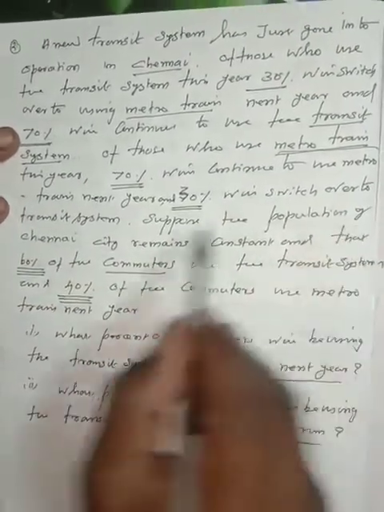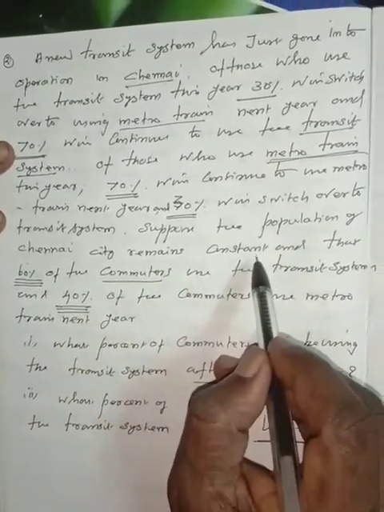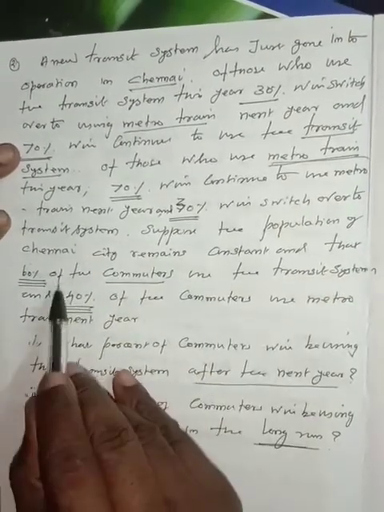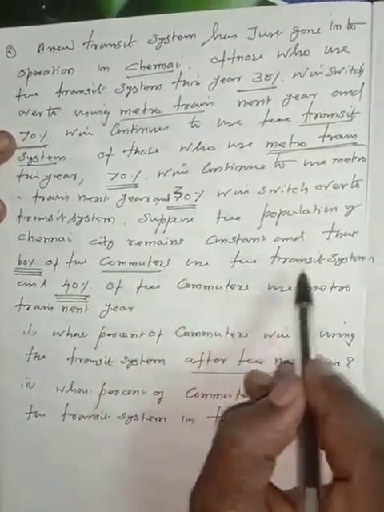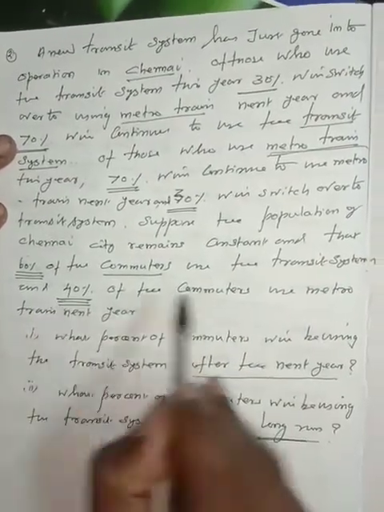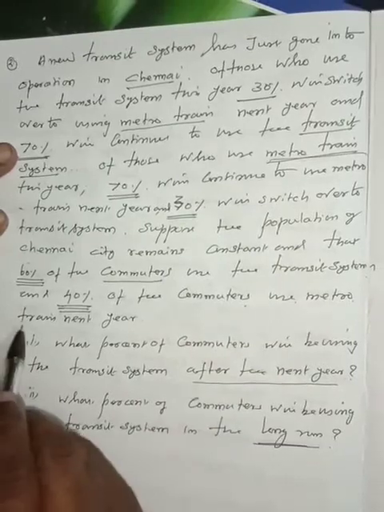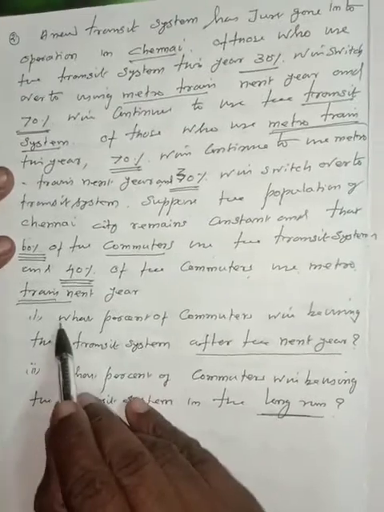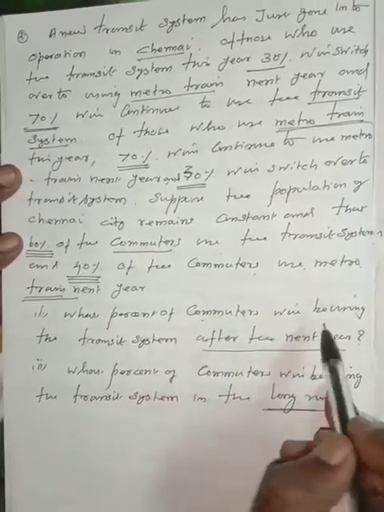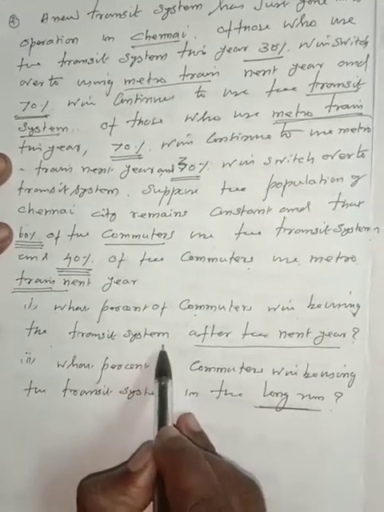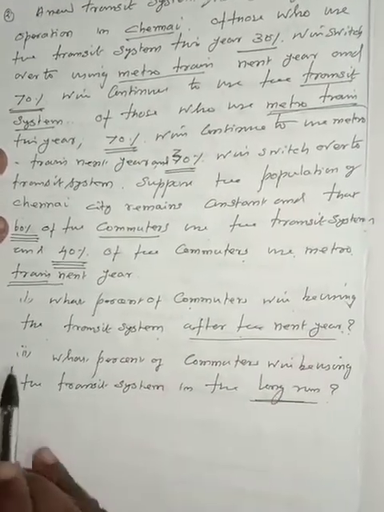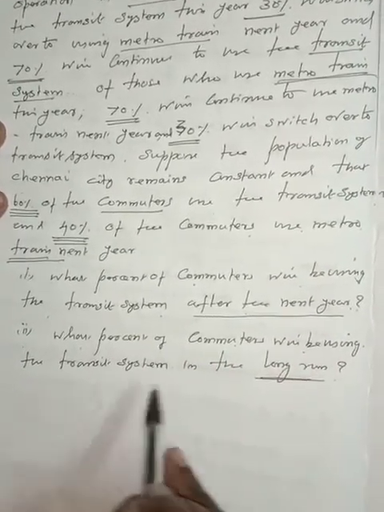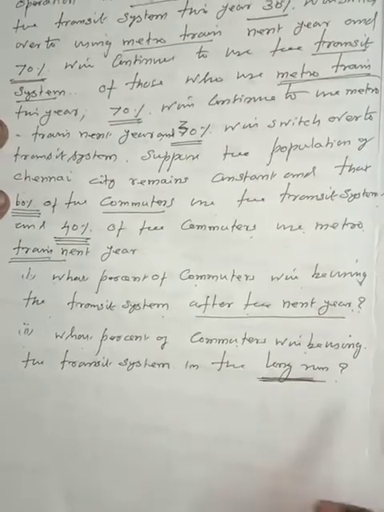Suppose the population of Chennai city remains constant, and 60% of commuters use the transit system and 40% of commuters use the metro train system. Question 1: what percentage of commuters will be using the transit system after the next year? Question 2: what percentage of commuters will be using the transit system in the long run? Long run means the metro system.